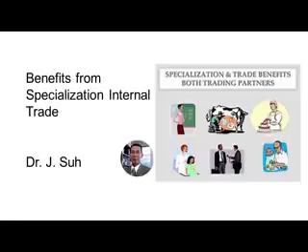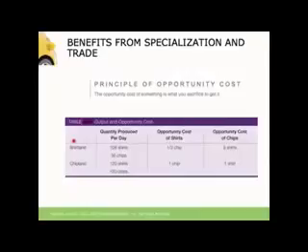Now let's talk about the benefits from specialization and trade. Suppose we have two countries, one called Shirtland, another called Chipland. Shirtland and Chipland can each produce shirts and chips. Now we can look at how much each country can produce. Here, let's look at Shirtland. Suppose Shirtland can produce 108 shirts per day, or 36 chips per day.